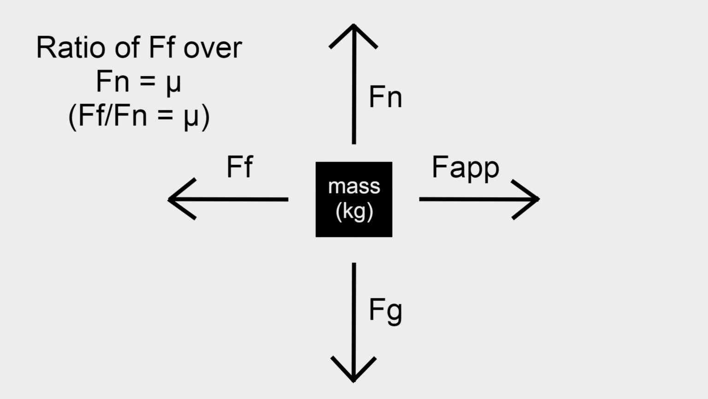So static friction is the friction that is needed to make sure the object stays in place. And kinetic friction is the amount of friction that is needed for an object to move forward in each direction.